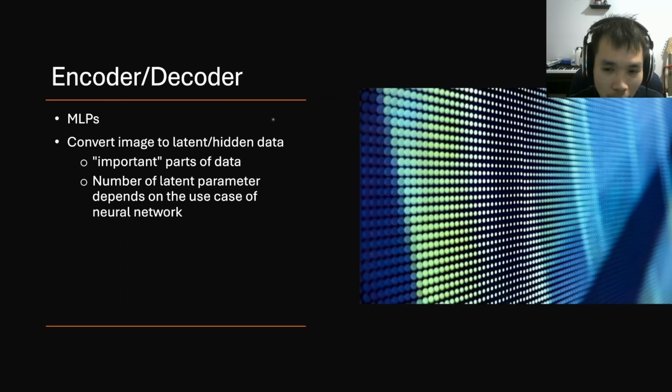The encoders are multi-layer perceptrons, and they convert the image to latent and hidden variables, and the important parts are compressed into the latent variables. The number of latent parameters used depends on how much you want to keep of the original image. So the larger number means more of the image is kept.